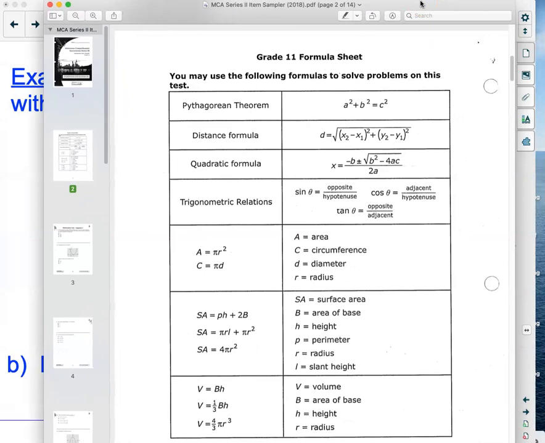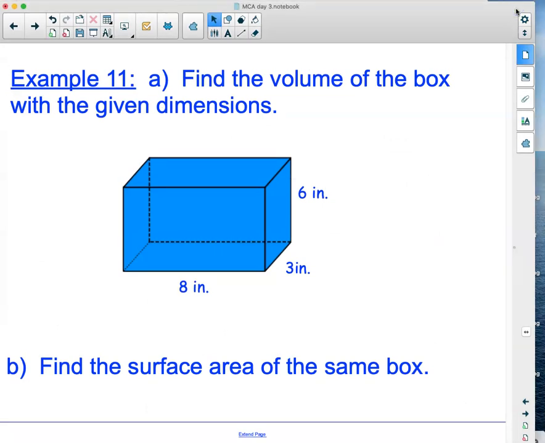And you could use their generic formulas here, where volume of a box, or volume of actually any shape, is the area of the base. That's why that's a capital B. Area of the base times the height. Now, I wouldn't recommend using that formula unless you have totally forgotten how to find the volume of a box.